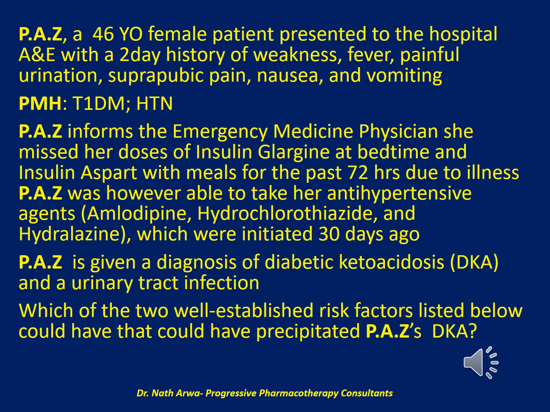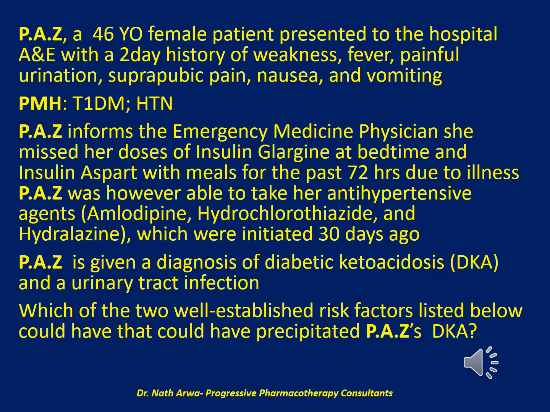And the next question reads, PAZ, a 46-year-old female patient, presented to the hospital accident and emergency department with a 2-day history of weakness, fever, painful urination, suprapubic pain, nausea, and vomiting. She has a past medical history significant for type 1 diabetes mellitus and hypertension. PAZ informs the emergency medicine physician she missed her doses of insulin glargine at bedtime and insulin aspart with meals for the past 72 hours due to illness.